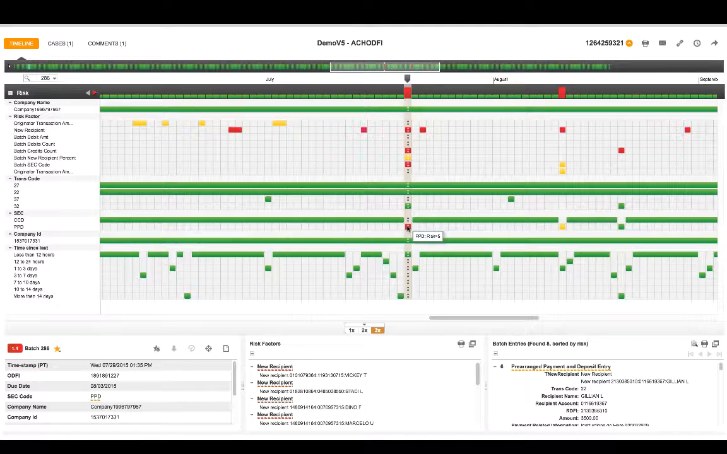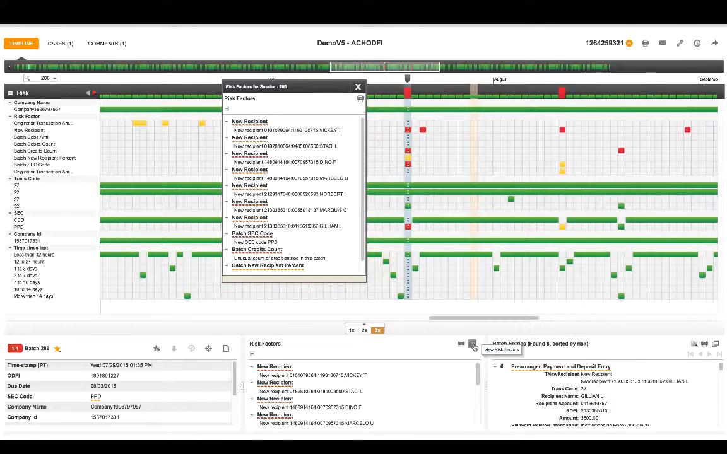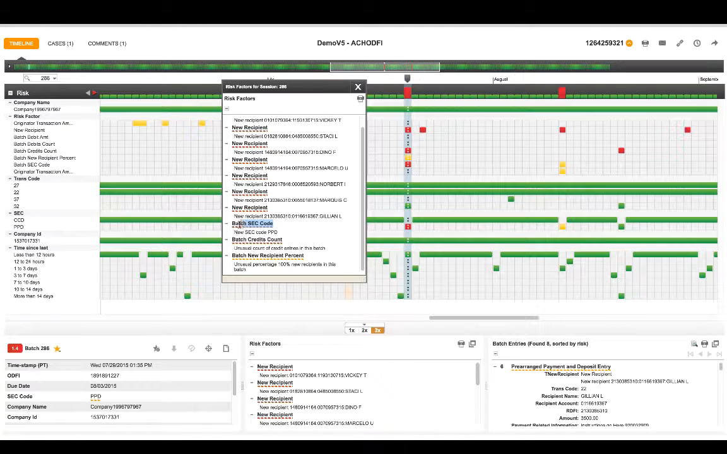Now, with that, the easiest way to analyze this information is to simply read out the risk factors. On this particular batch, you see a whole lot of new recipients that have been added here, which highlight the risk associated with this batch. The next one, you see the batch SEC code of PPD on this particular instance. All the other ones with green are CCD entries, while this batch is a PPD file, and hence the associated risk.